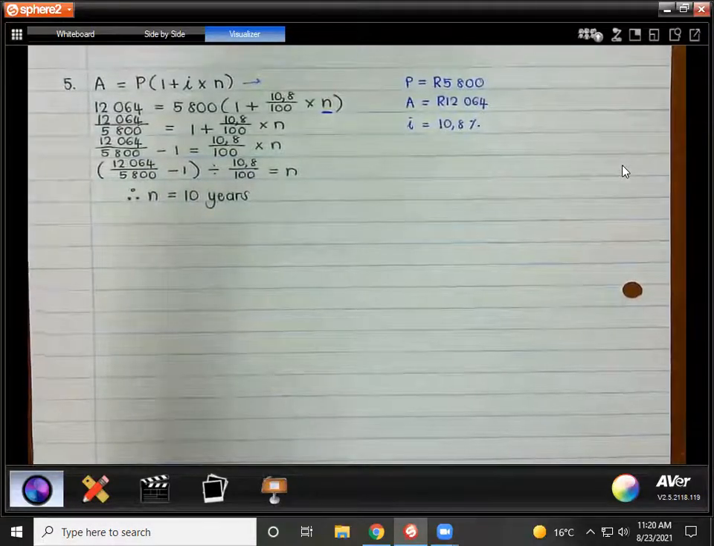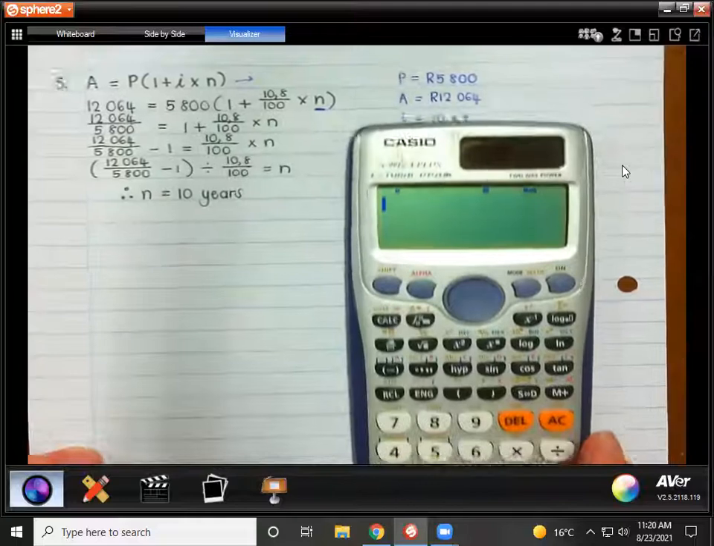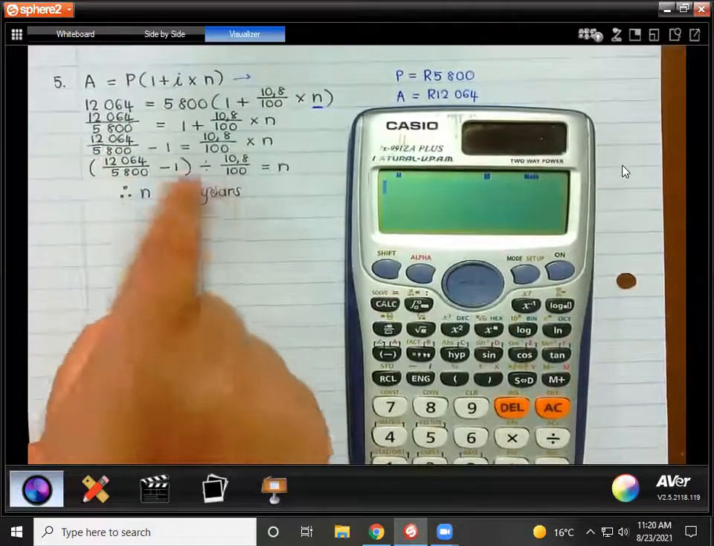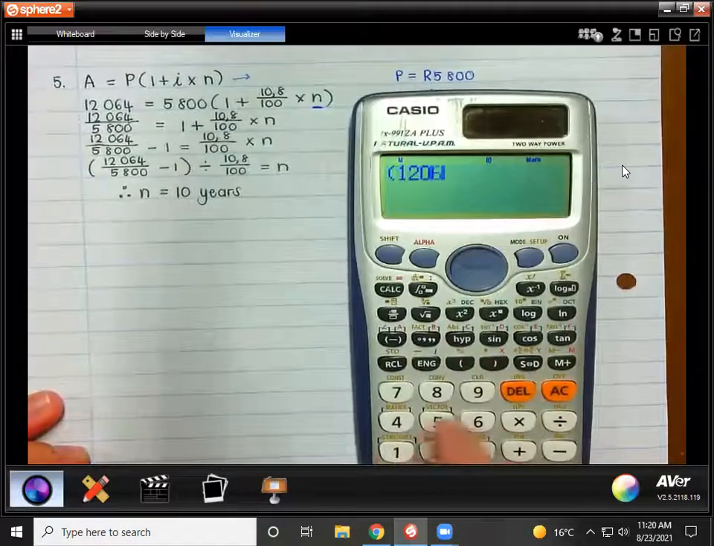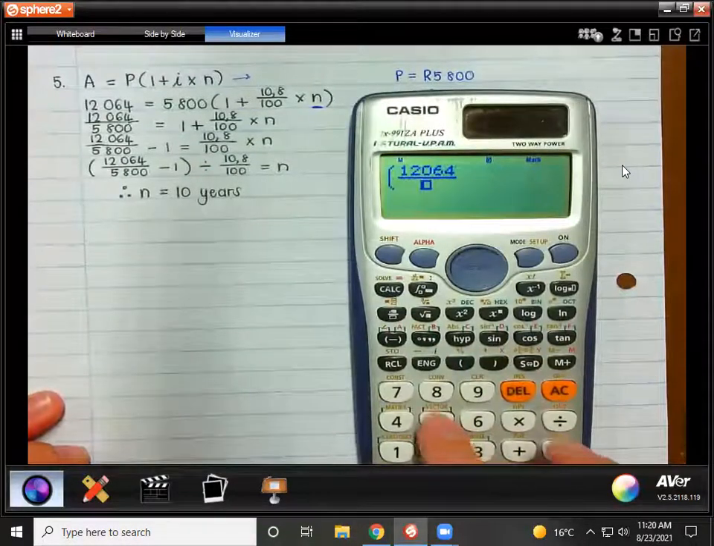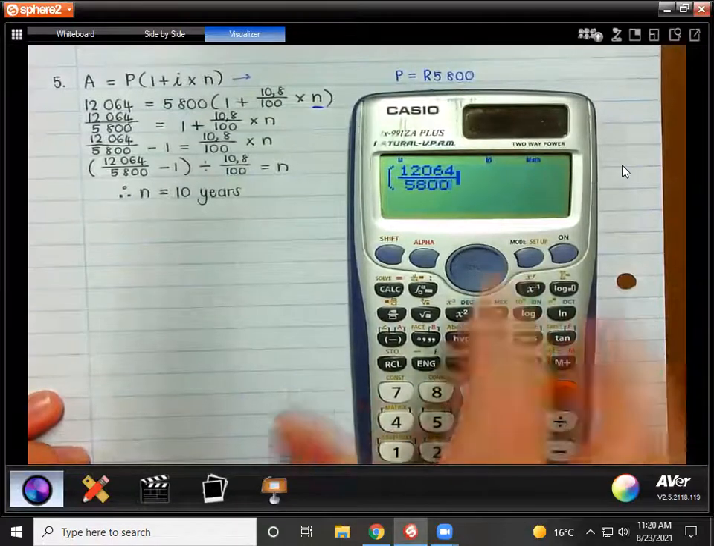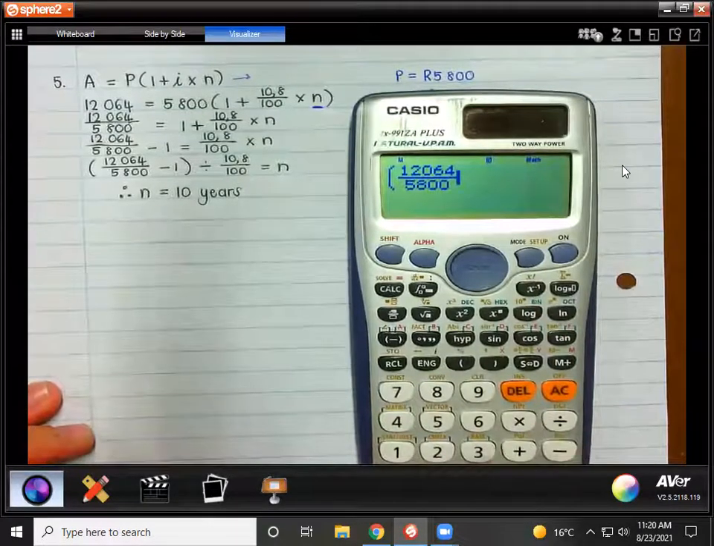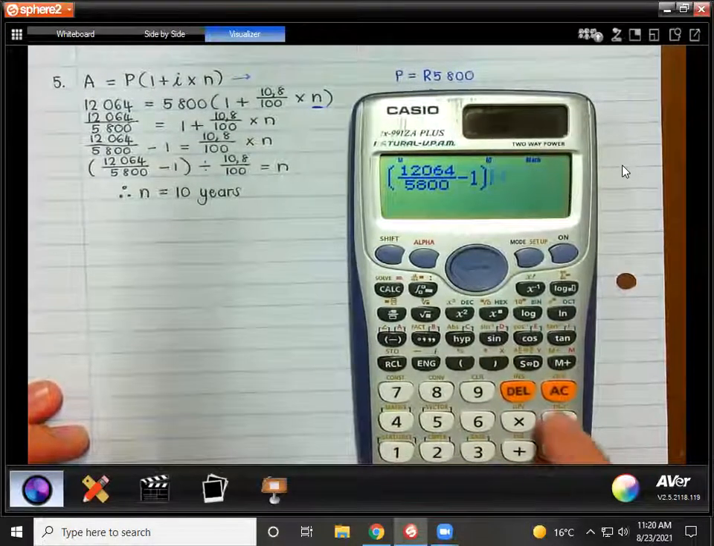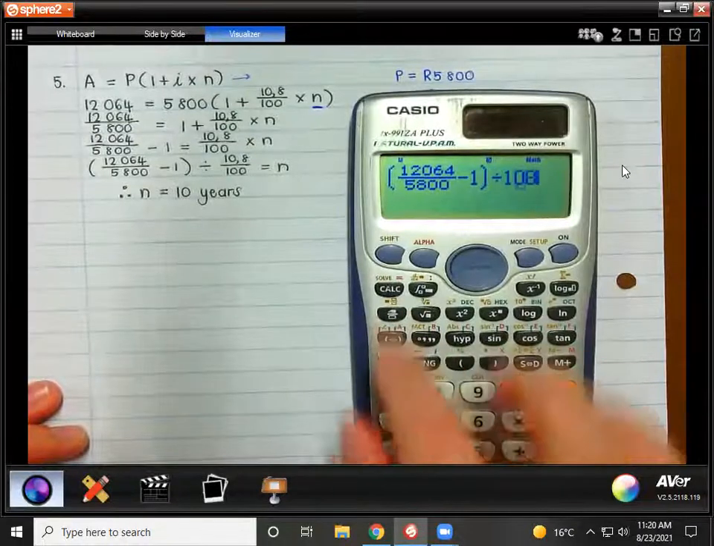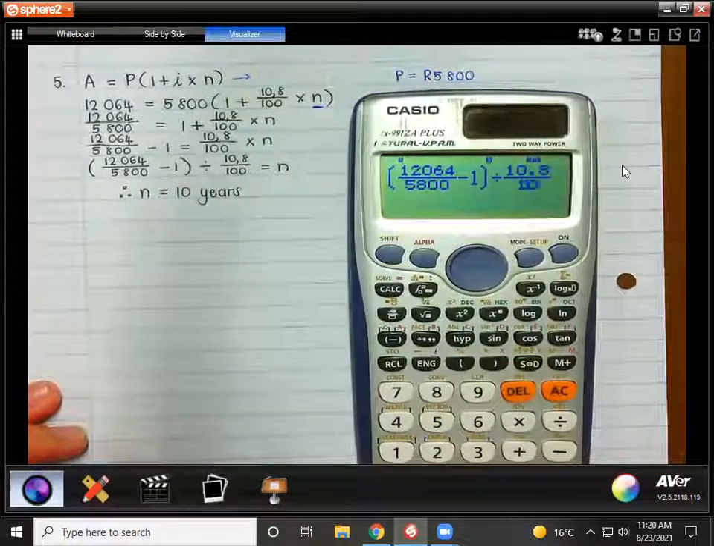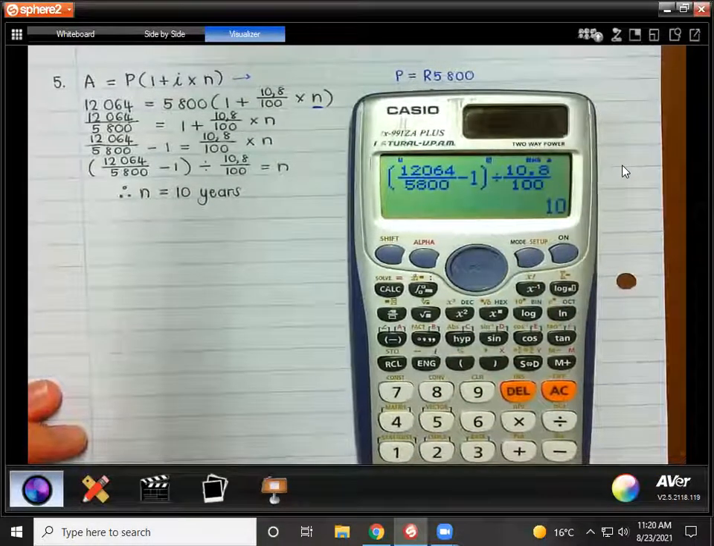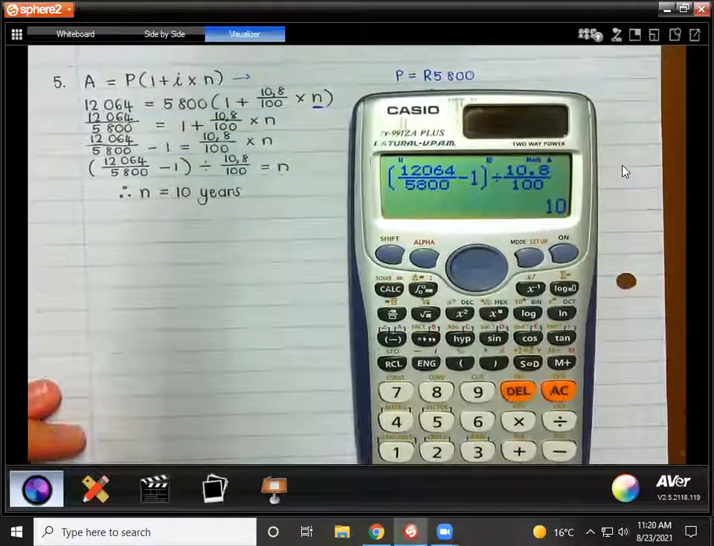I'll show you again quickly how to type that in. But you're basically just going to use your brackets and your fraction button. So I'm going to do bracket 12,064 over 5,800. Arrow to move out of the fraction, minus 1. Close bracket. Divided by 10.8 over, I typed 108 there. 10.8 over 100, equals, there you get your answer, 10 years.